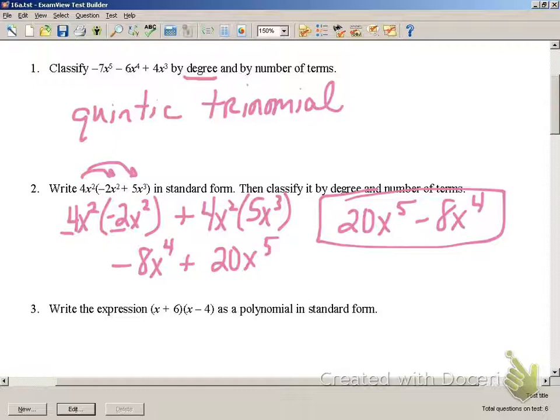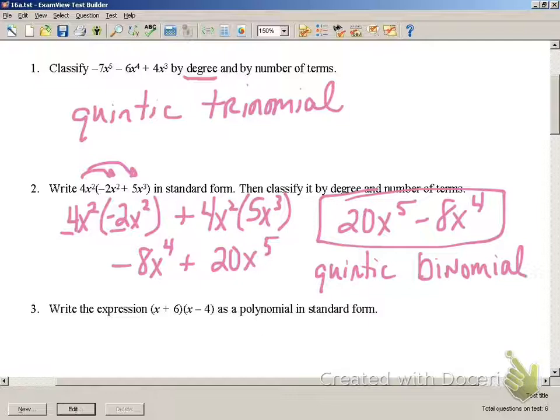It says then classify it by its degrees and number of terms. Well, based upon degree, that is a quintic again, but this time it is a binomial. There's only 2 terms.